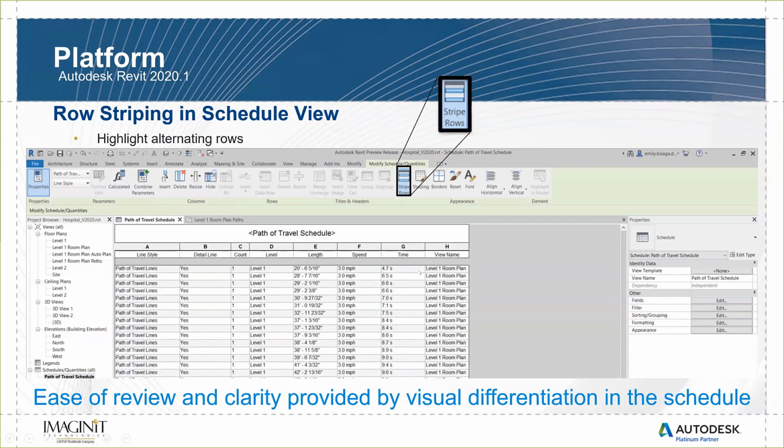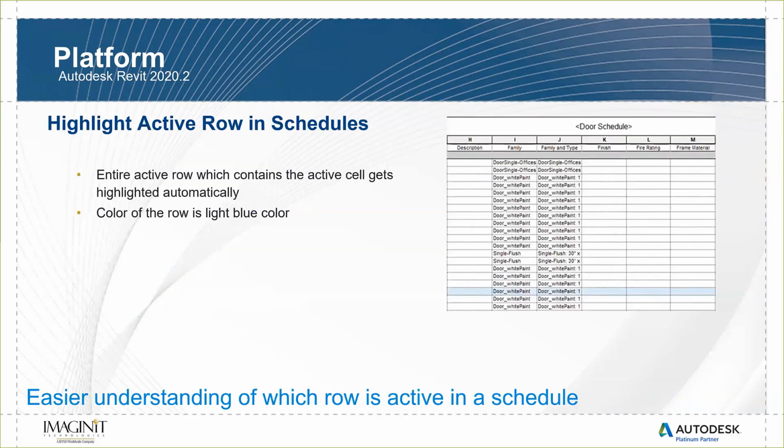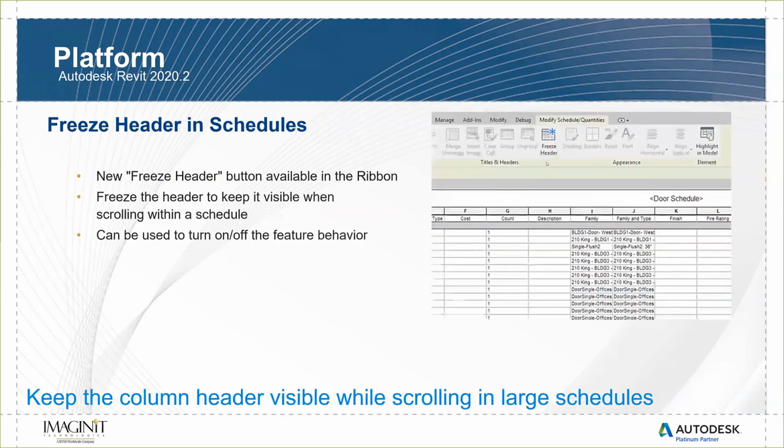Following that into 20.2, when we select a row in a schedule, it's going to highlight in blue. And my favorite piece of the scheduling aspect is the ability to freeze our header. As we scroll up and down, that header information is going to stay exactly where it is. How many times have you had a long schedule and you're trying to figure out rows and where things are? Now we're able to lock that information down. So let's go take a look at that.